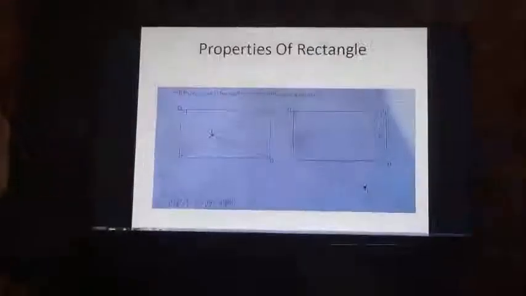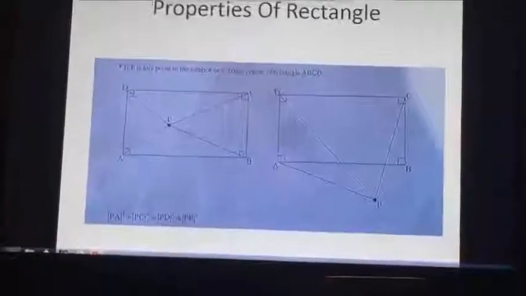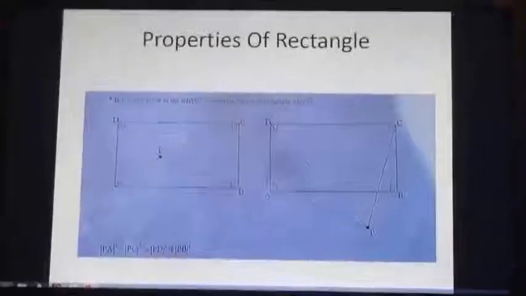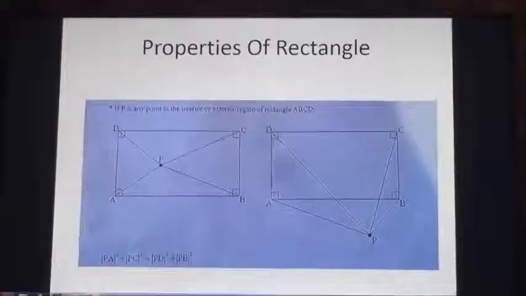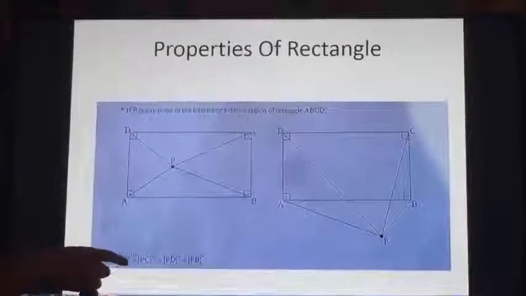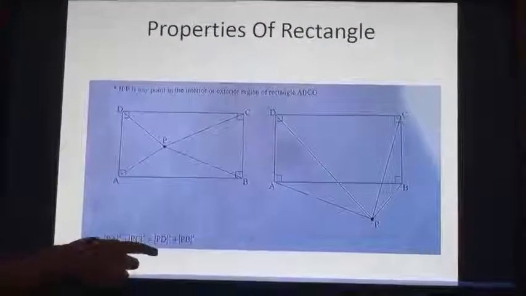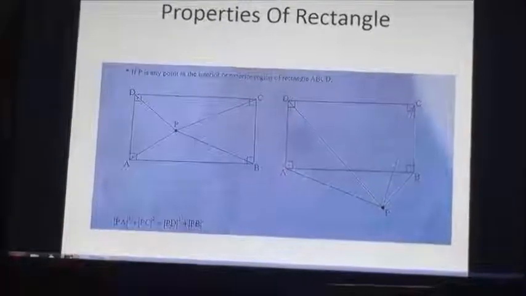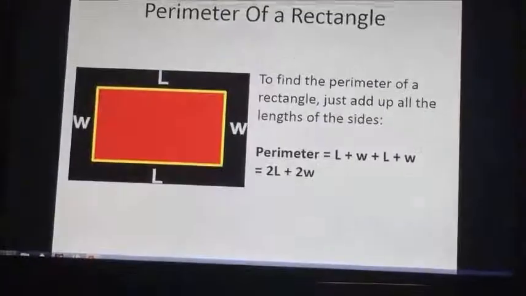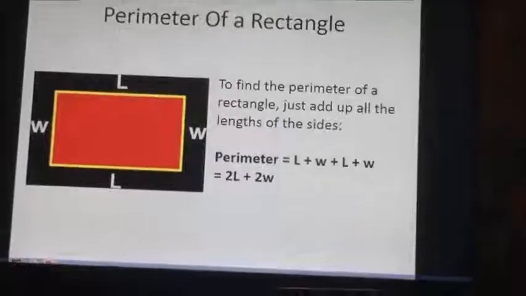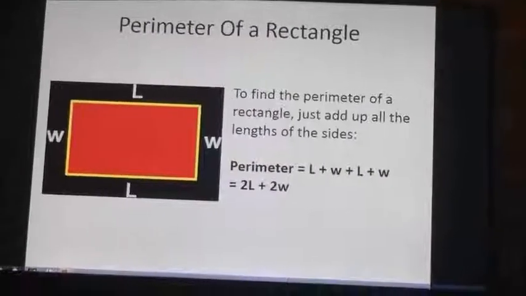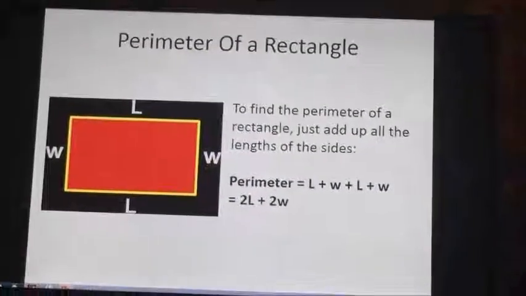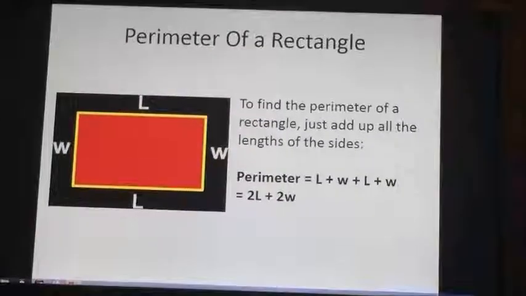If P is any point in the interior or exterior region of the rectangle ABCD, PA square plus PC square equals PD square plus PB square. Perimeter of a rectangle. To find the perimeter of a rectangle, just add up all the lengths of the sides.